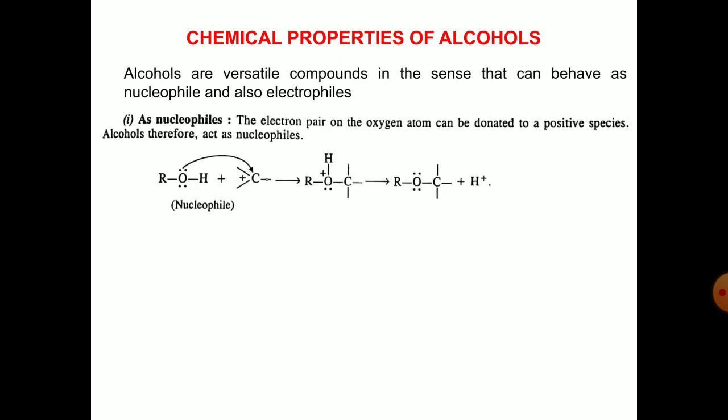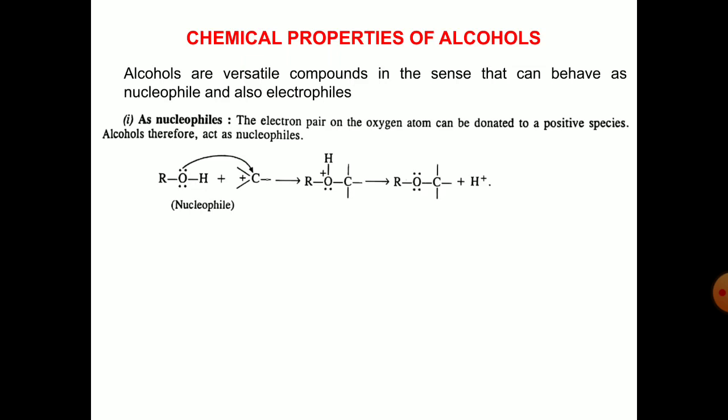I am just showing you an example. On the left hand side, ROH is there. There are two lone pairs of electrons present on the oxygen atom, one lone pair above and another below. And here C plus is there. Why C plus? If a compound has a carbocation, then it will be C plus. Then this oxygen will donate its electron pair to this carbocation. As a result, a bond is formed, which is shown at the right hand side.